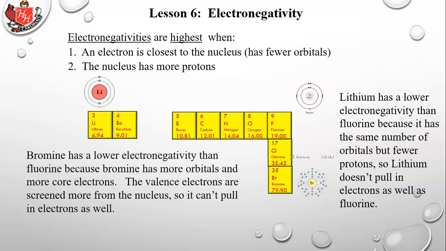Now, bromine has a lower electronegativity than fluorine because bromine has more orbitals, more core electrons. The outer electrons outside of the atom are screened from the nucleus, so it can't pull in electrons as well. It's not really about the valence electrons, it's really about outside electrons that it's trying to pull in. Whereas again, fluorine doesn't have as many protons as bromine, but there's very little screening that takes place. So those protons can reach out with their positive charge and grab an electron and pull it in.